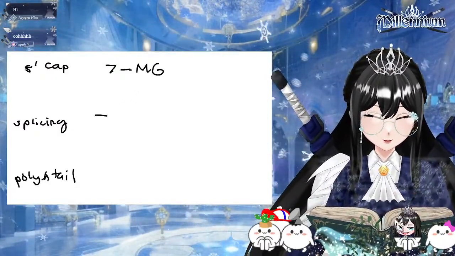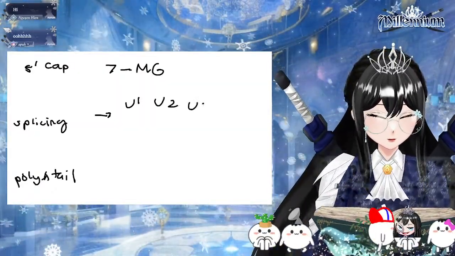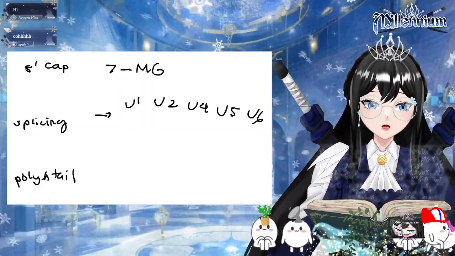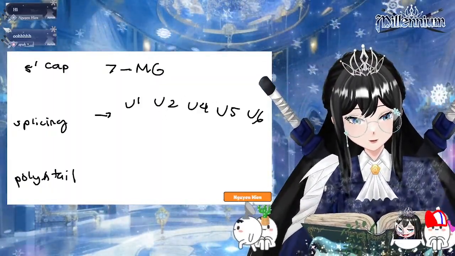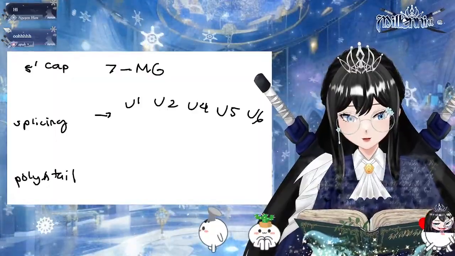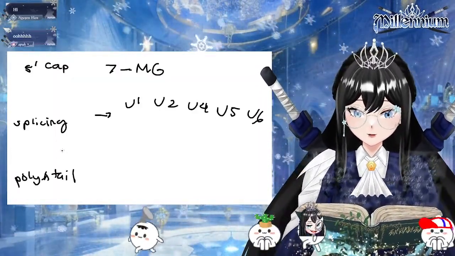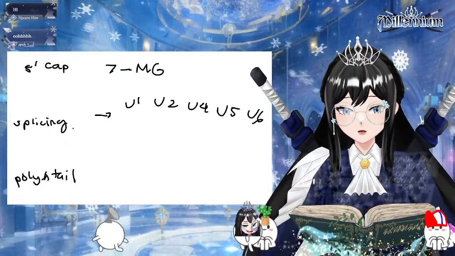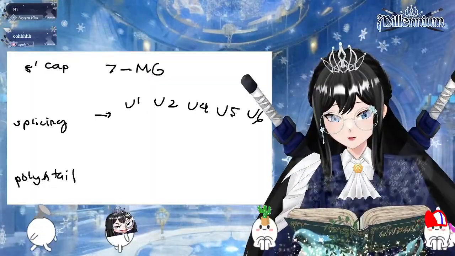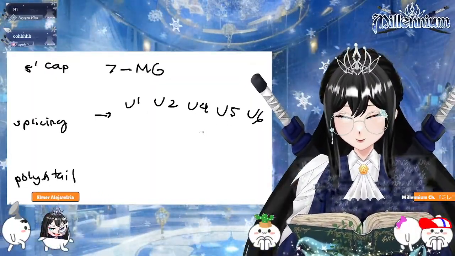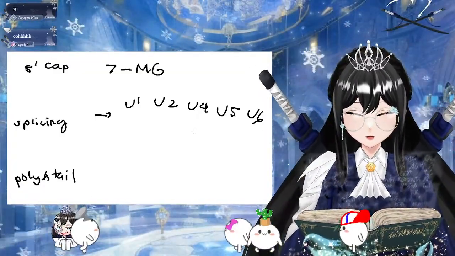And then splicing, you have a couple of factors: U1, U2, U4, U5, U6. Don't ask where U3 is, it's doing something else. But the focus is just U1, 2, 4, 5, 6. U1 would bind to the 5' splice site. U2 would bind to the branch point. 4, 5, 6 will form the catalytic core. And then you just have two trans-esterification reactions that remove the introns.